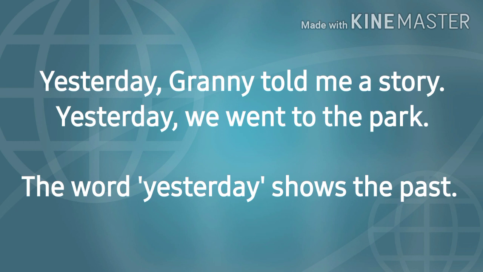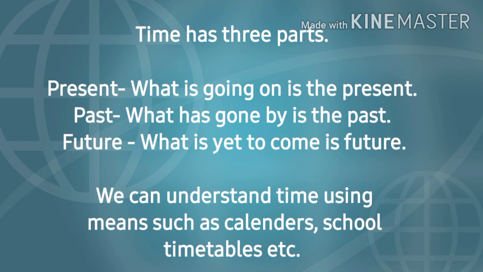Now see this. Yesterday, Granny told me a story. Yesterday, we went to the park. The word yesterday shows the past. What has gone by is the past. So what we have learned? Time has three parts: present, past and future. We can understand time using means such as calendars, school timetables, etc.